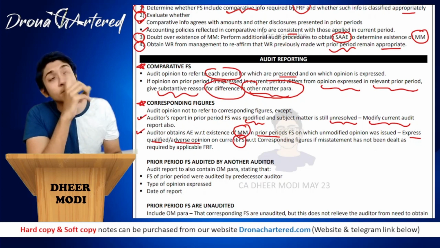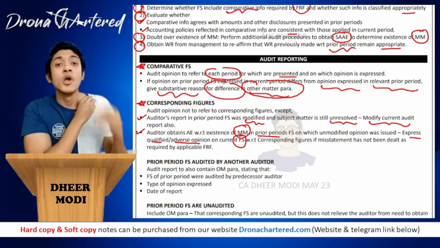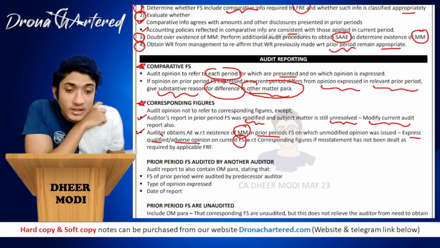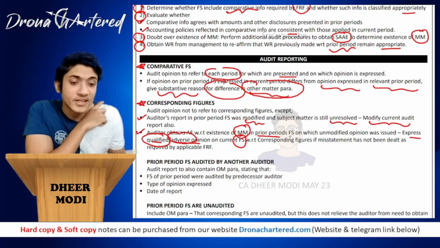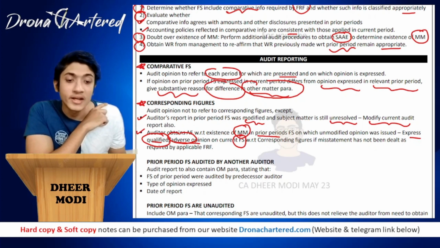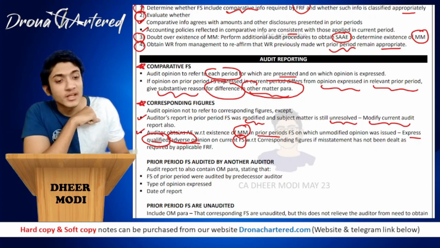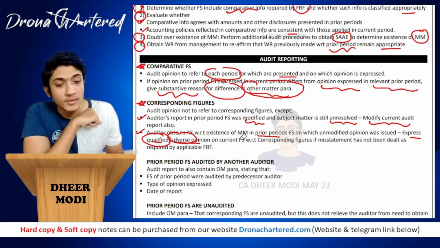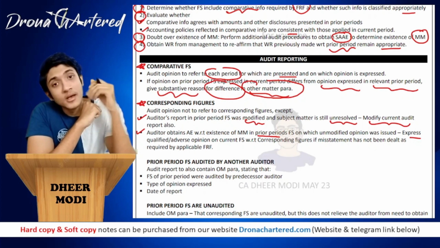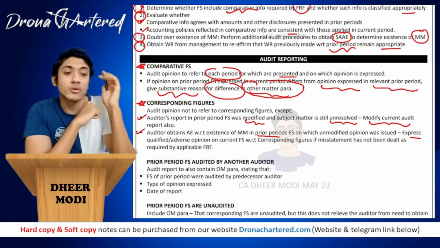Because my previous audit report actually had misstatements but it was not identified, or for whatever reason it was not reported. So in such a case you will give a qualified or an adverse opinion on the current financial statements with respect to corresponding figures, if the misstatement has not been dealt with as required by the applicable financial reporting framework. Got it? So in these two cases, based on my corresponding figures of my past periods, my current audit report will also be modified.